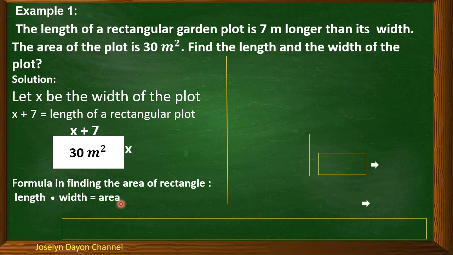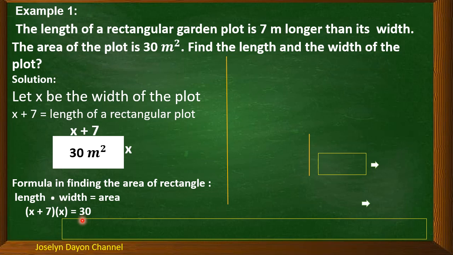So out of this, we can now form an equation. Our length is represented by x plus 7 times our width x, and of course it will be equated to the area. The area is 30. So we have now an equation. Out of this equation, we can now solve for the length and the width.